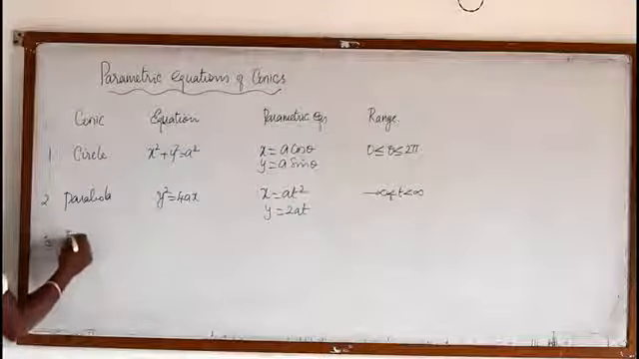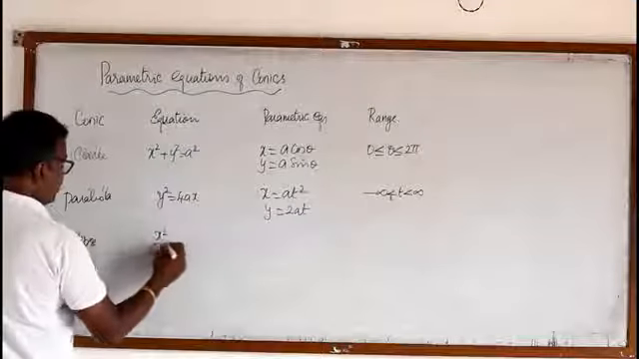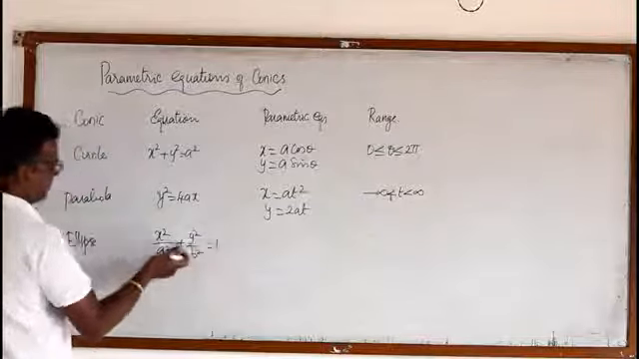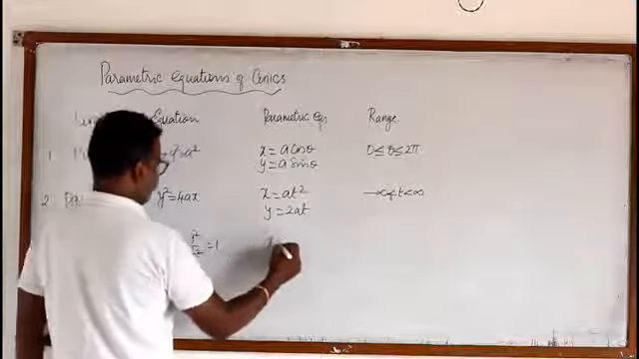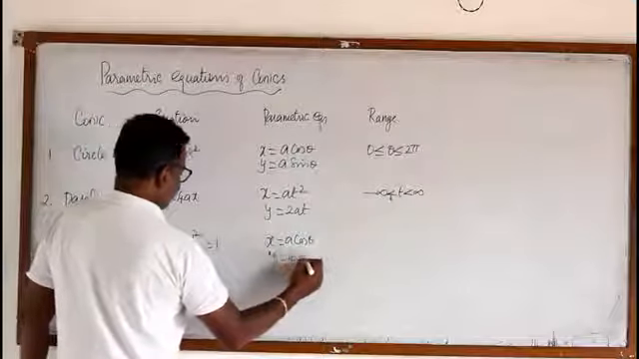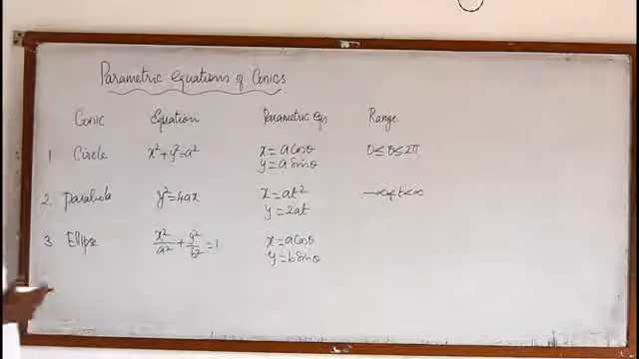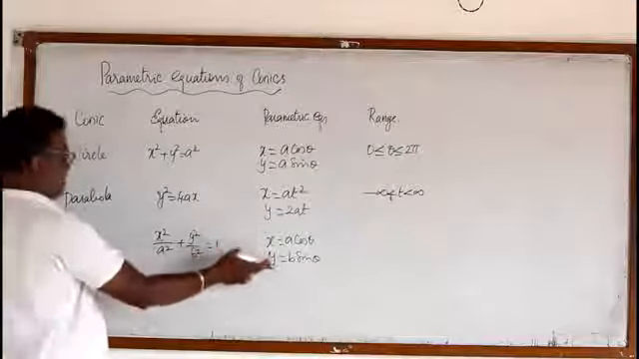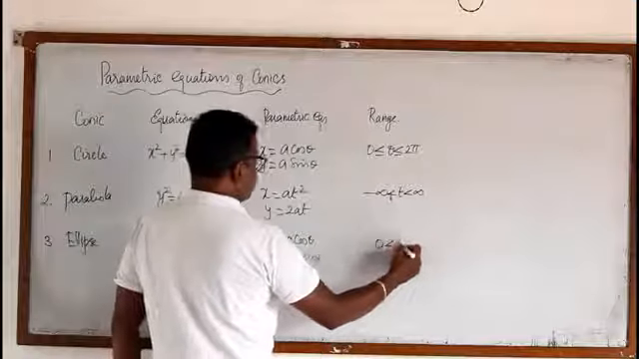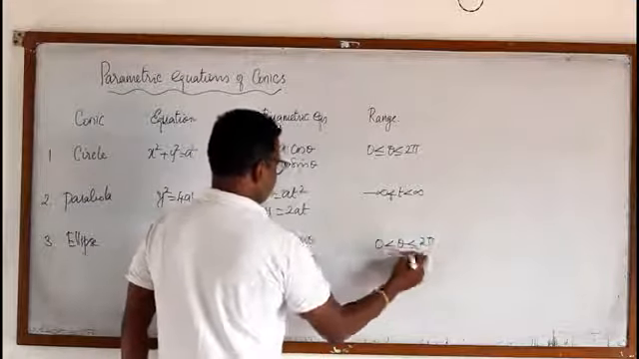Now, if I go for the ellipse, then we know x square by a square plus y square by b square equal to 1 is the standard equation. Here x equal to a cos theta and y equal to b sin theta. If b is equal to a, it will become a circle, so it is different from a circle. Therefore, it is x equal to a cos theta and y equal to b sin theta. Here also the range is 0 less than or equal to theta less than or equal to 2 pi.